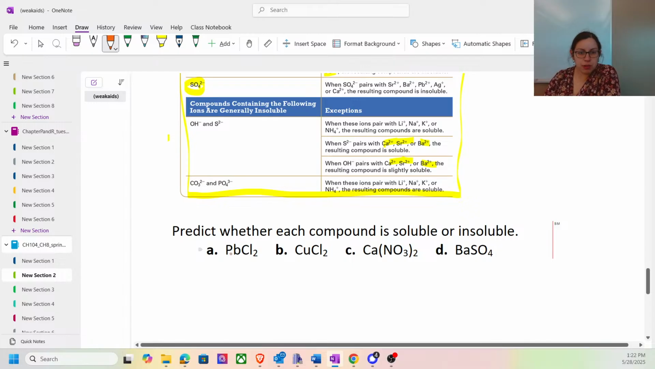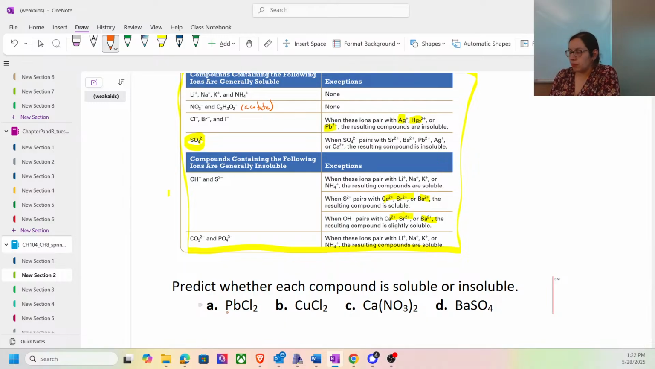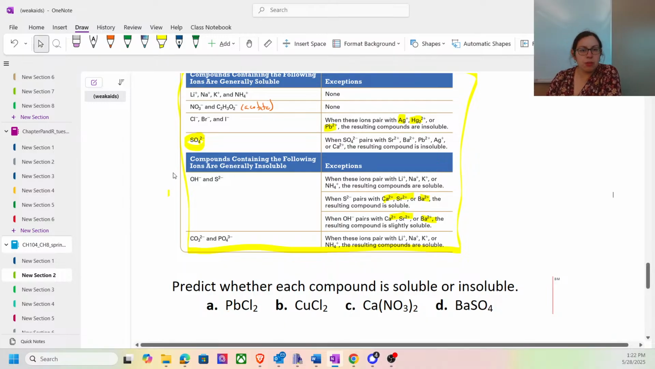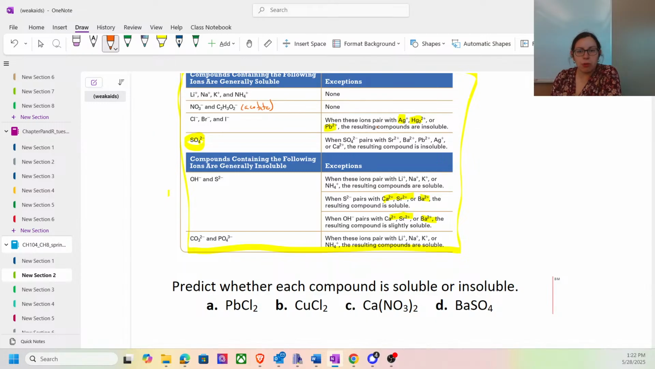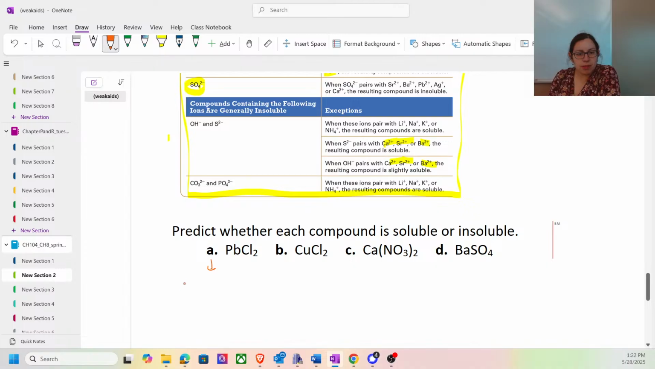So what do we predict for lead chloride? Soluble or insoluble? Insoluble, good. You get your chloride rules, but then lead is one of our exceptions. So insoluble, or again, we'd expect it to make a solid product in our double displacement.